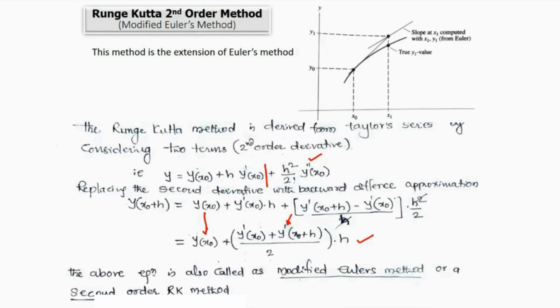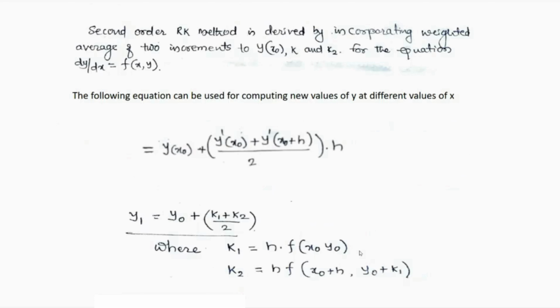This equation is called the modified Euler method, and it is also called the second order Runge-Kutta method. So you don't get confused: in the examination, they may ask you to solve using modified Euler's method or by second order Runge-Kutta method. Both are one and the same. Simply remember, either modified Euler's method or second order Runge-Kutta method.